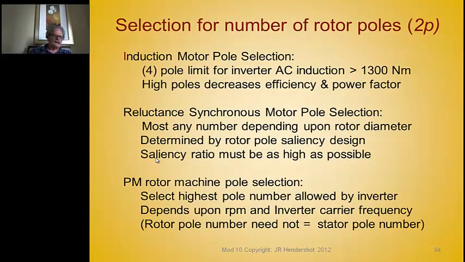Now, for induction motors and reluctance synchronous and PM, there's a few factors that are different from one machine to the other. The comments made before aren't universally applicable to all these machines. They are applicable to the PM machine, but for the induction machine and the reluctance synchronous machine, the issues related to the number of poles follow the same guidelines. It's been pretty well proven that for any induction motor that has an output of under 1,300 newton meters, a four pole is a very good choice. Because if you go to higher poles than that, the efficiency and power factor drop considerably because of the leakage reactance and the synchronous reactance, and all the reactances are affected by higher pole numbers as the machines get smaller. So the same thing applies to reluctance synchronous machines.